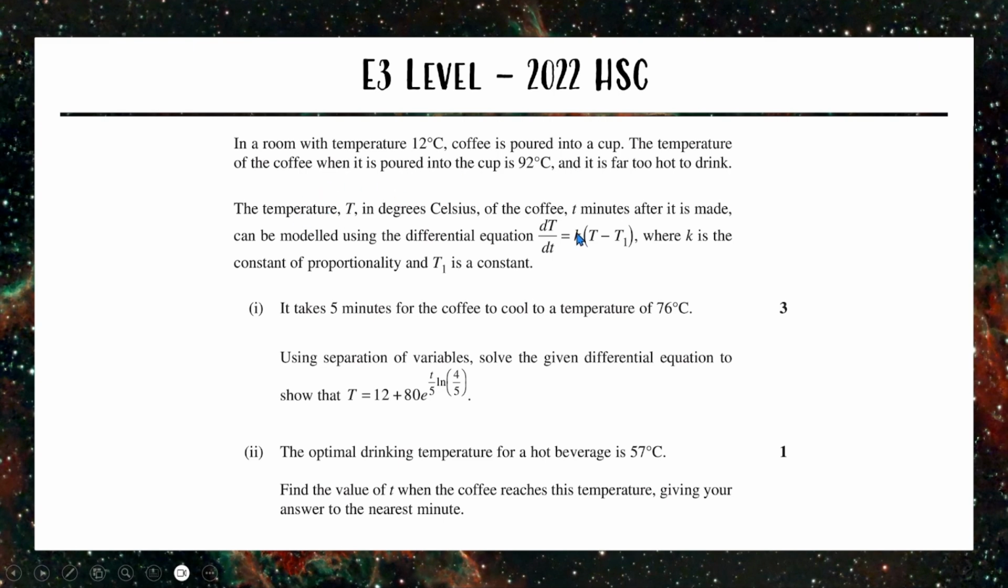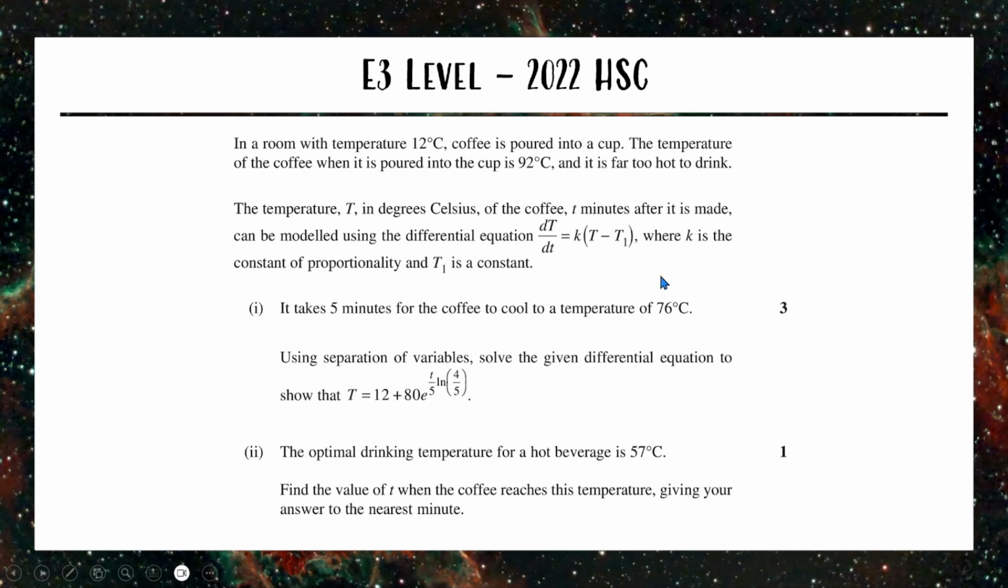The temperature is T, with the rate of change given by this formula here. K is a constant, T1 is a constant. It takes 5 minutes for the coffee to cool to a temperature of 76. So we need to show that this is the equation. This is our first part of the question, for 3 marks. It's the bulk of the algebra involved.